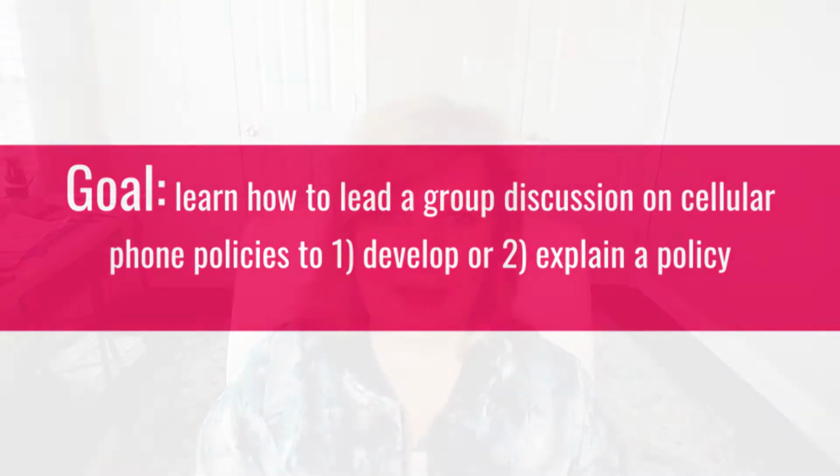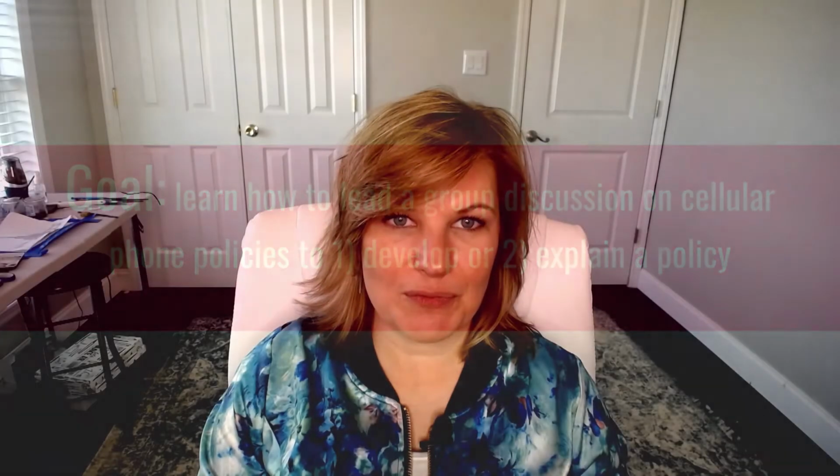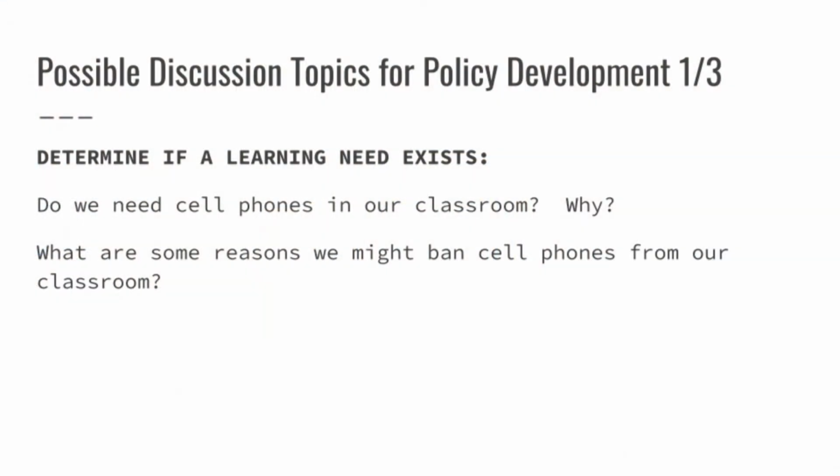First, we'll talk about how to develop a policy from scratch in a group. Your class discussion should focus on 3 things. You need to determine if a need exists, define what ideal use looks like, and develop the policy and the consequences, either positive or negative. So first, how do we determine if a need exists? You can ask yourself, do we need cell phones in our classroom? Why? What are some reasons that we might ban cell phones from our classroom?